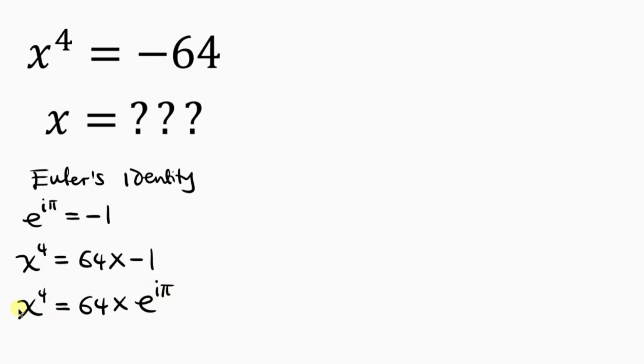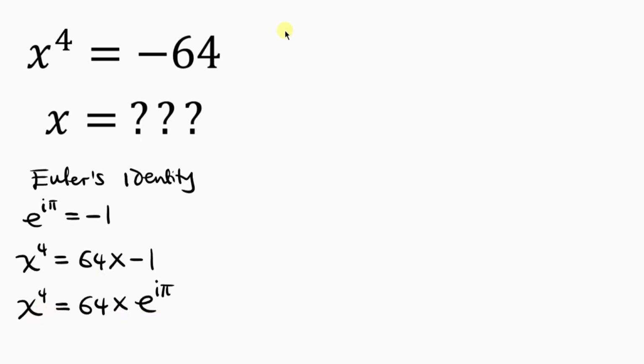Now, notice that x is raised to a power of 4. Because of that, we are supposed to have 4 roots, which is 4 solutions for x. But if we make use of Euler's identity like this, we're going to have just one solution or root for x, and we don't want that. So in order for us to have distinct solutions for x, we have to modify this Euler's identity.